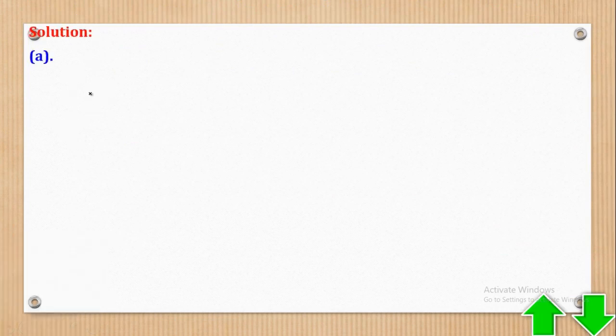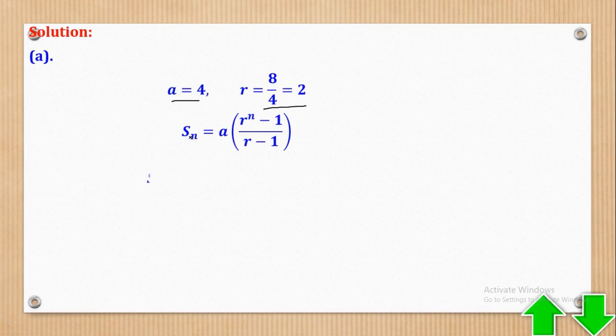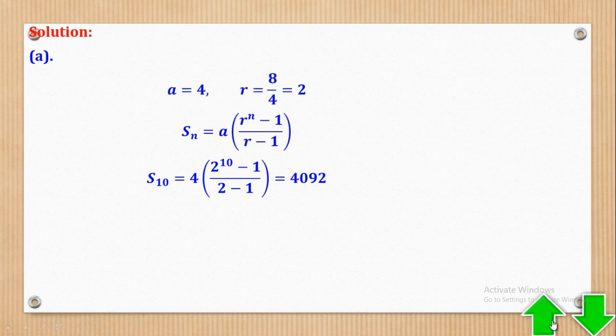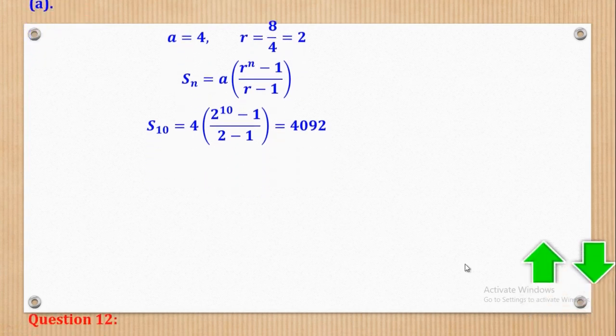So you come here and say that first term is 4, common ratio is 2. Therefore, the sum of the first 10 terms, it means that n is 10, so we substitute and get 4092 as the answer. So that was part A. Now we shall go to part B.